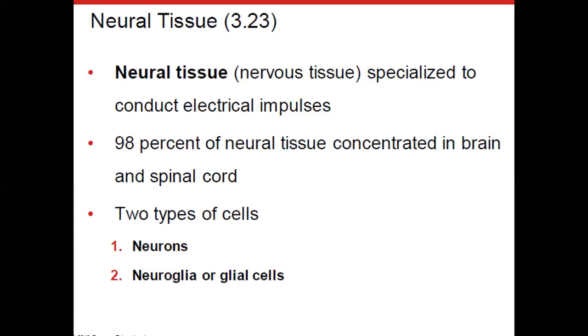Nervous tissue or neural tissue, the major cell type is neurons, can conduct electrical impulses to communicate from one area of the body to another, like the brain to your fingertips or the brain to your heart. You can communicate by way of neurons that conduct electrical impulses that are carrying a signal. The other type of cell you can find there are called neuroglia or glial cells, and those are just supportive cells.